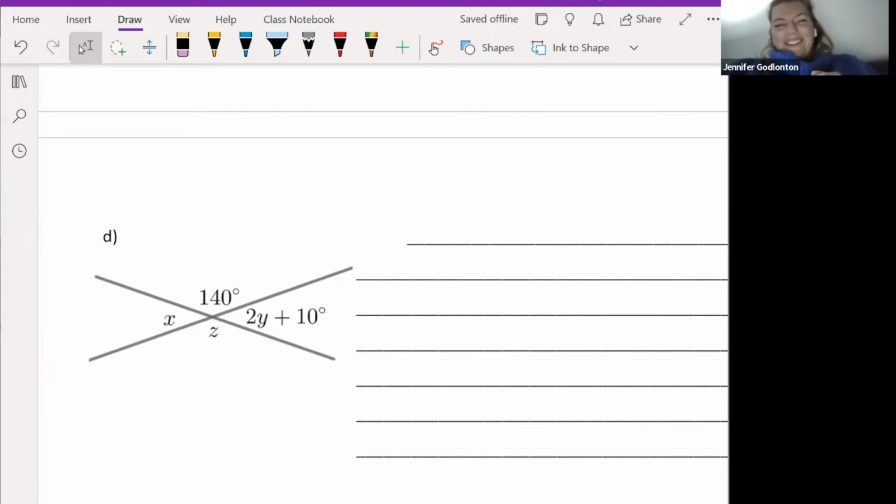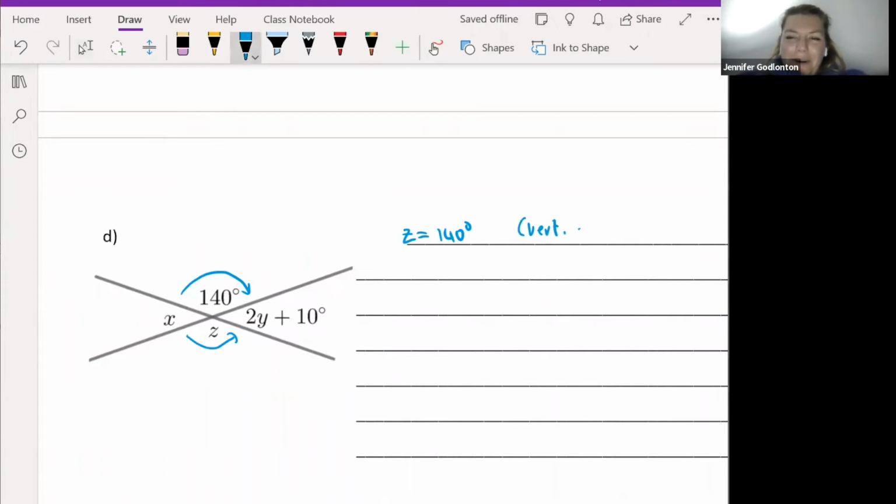Roma, how can I help? Now is z 140 degrees? Yes, that's a great start. Well done, Roma. Z is definitely 140 degrees. What would my reason be for that? Oh, Roma, you sneaky ninja, just muting yourself before giving me my reason. It is 140 degrees because they are vertically opposite angles that are equal.